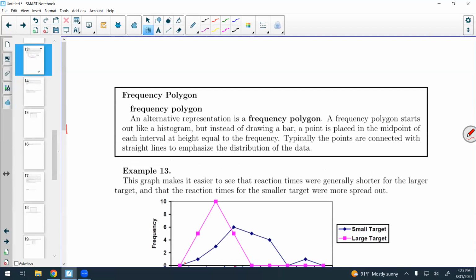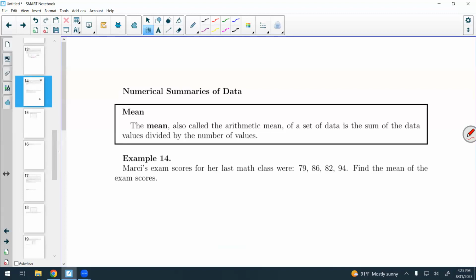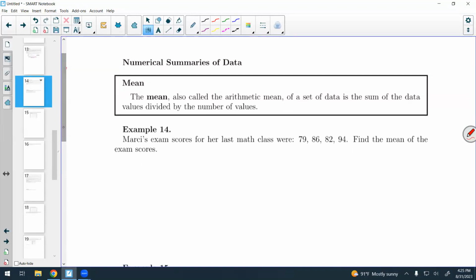So any questions on anything we've done so far? Graphical representations. So now we can get to the mathematics portion of the program. What we're going to be looking at next is measures of central tendency. What we're talking about is we have all this data, where's the middle? And there's 3 different measures we look at.